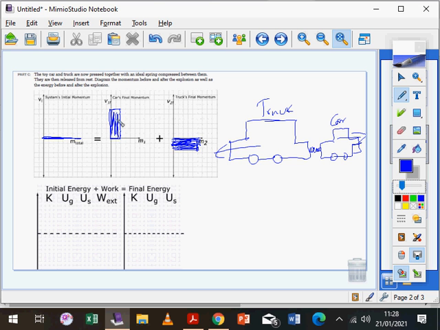What about the initial energy? Do we have kinetic energy initially? Do we have gravitational potential energy? Do we have elastic potential energy? Do we have any work done by external forces? So all the energy that's present is due to elastic potential energy, right?